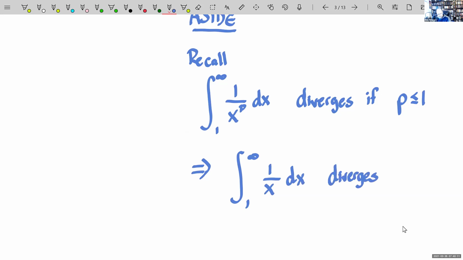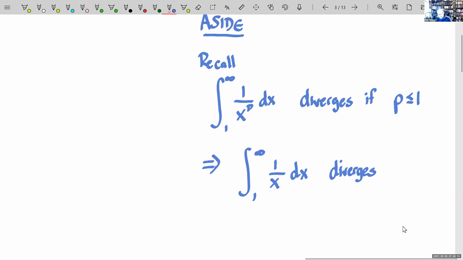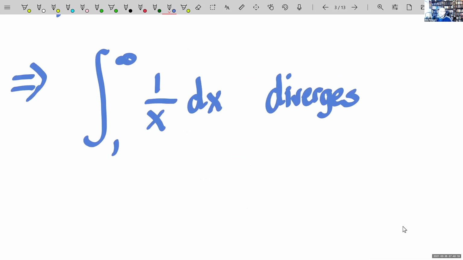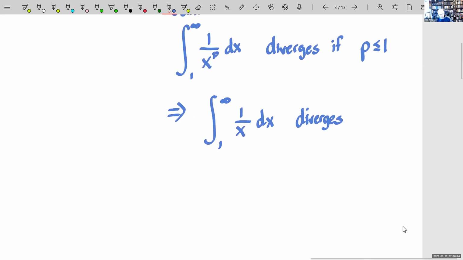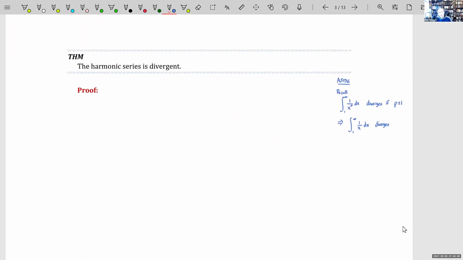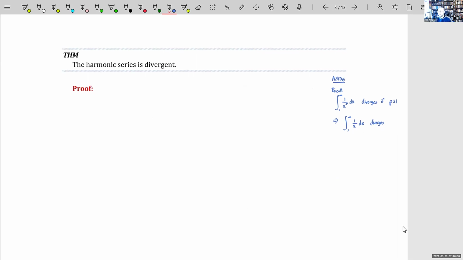So this is the same idea, because really, if you think about it, the area under 1 over x from 1 to infinity is very, very similar to the summation of 1 over n from 1 to infinity. And so let's actually start the proof to show that.